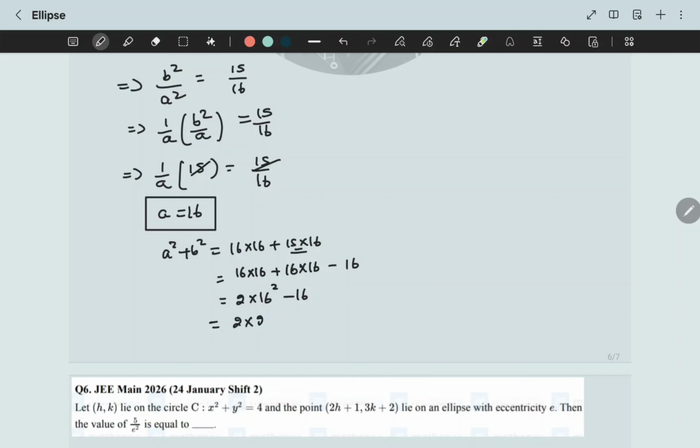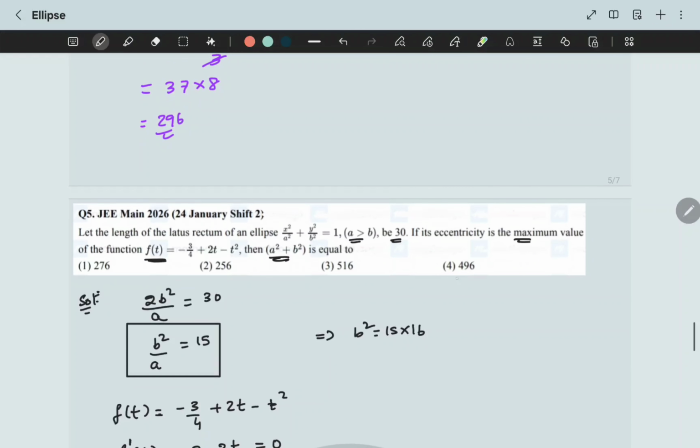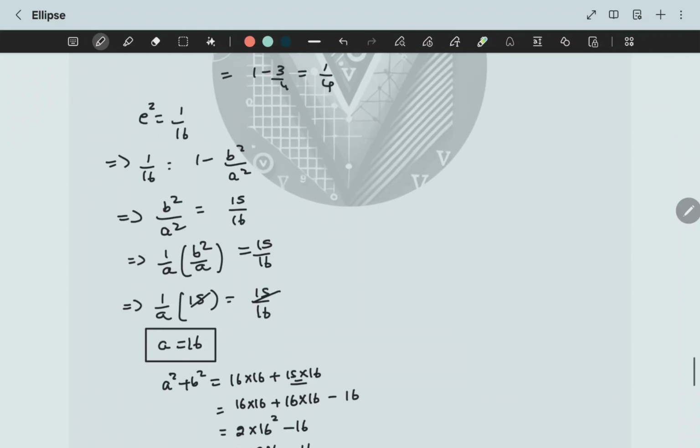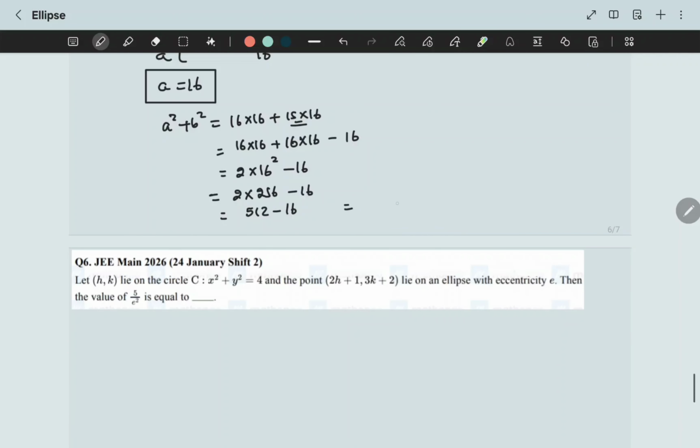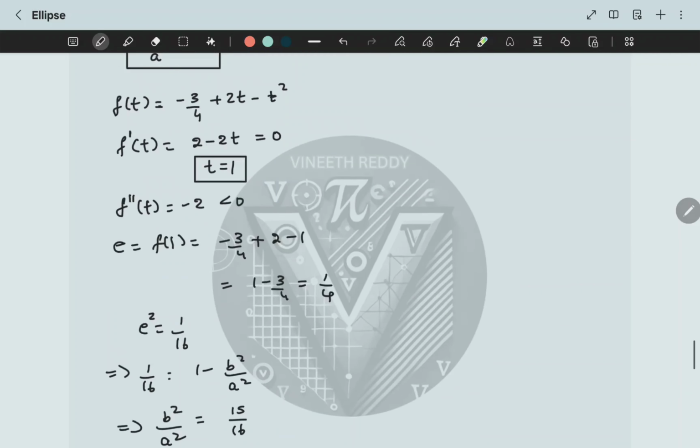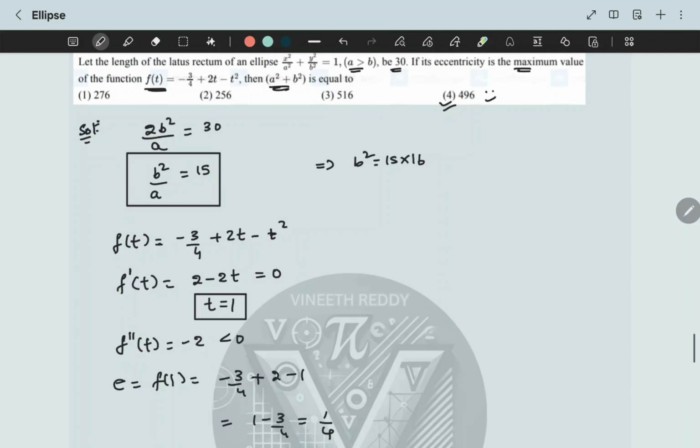So this should be 2 into 16 square is 256. So this should be 512 minus 16. So it should be less than 500. I think this should be the answer, just less than 500. So you can calculate 12 minus 6 is 6, 10 minus, yeah, it should be 9. It should be 496. That's it. So 496 is the correct answer.